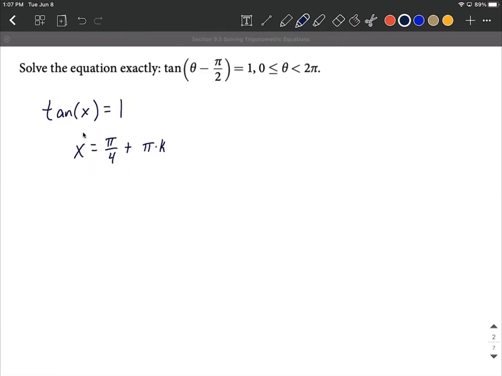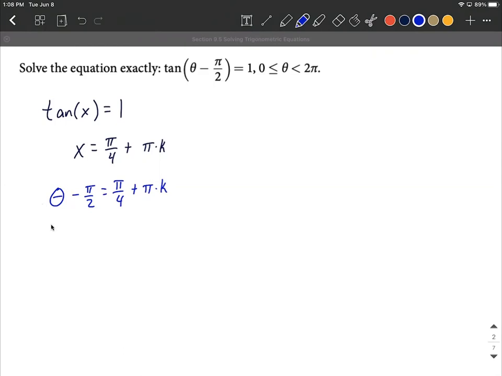Ours is more complicated than just plain old x being plugged into tangent. Instead, ours is going to be this theta minus pi over 2, which is going to occupy the exact same spot as where x is in our solution. So I can say theta minus pi over 2 is going to equal pi over 4 plus pi times k.